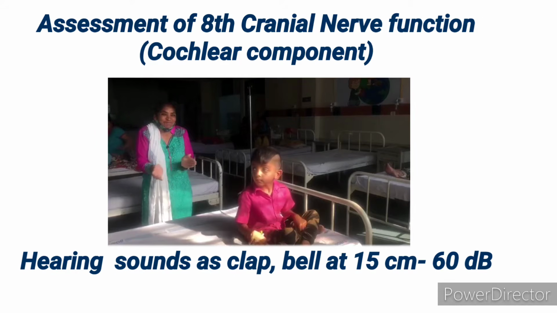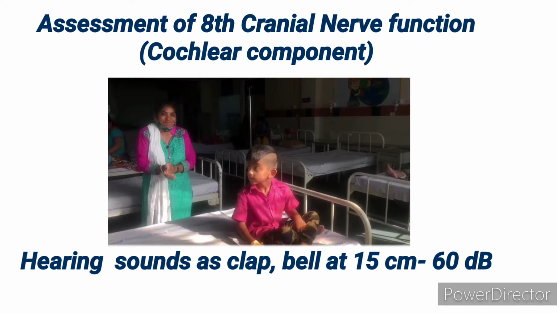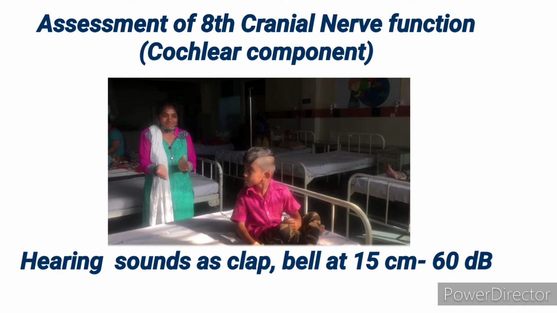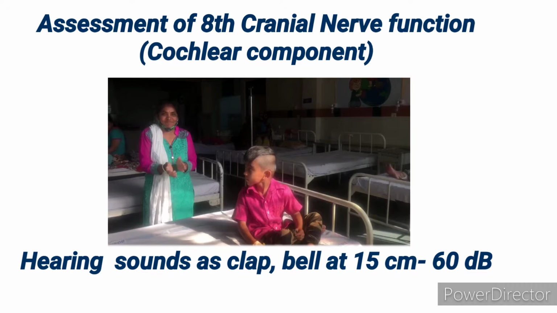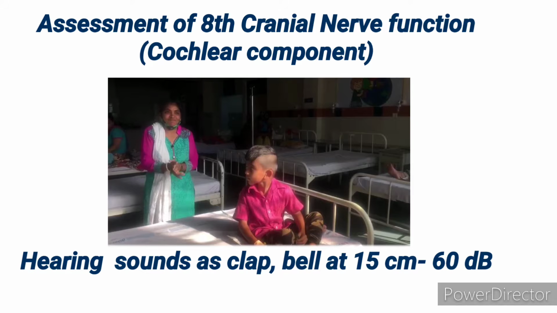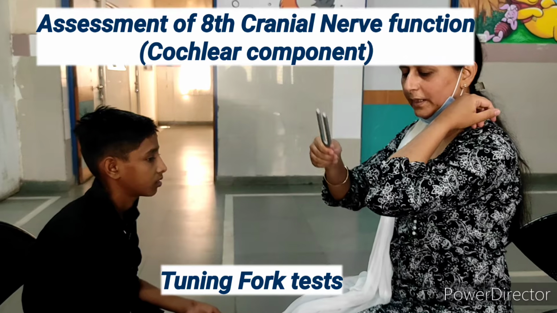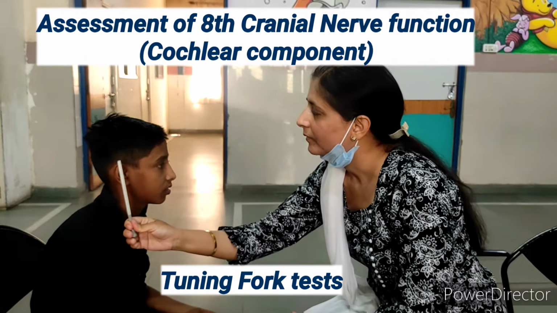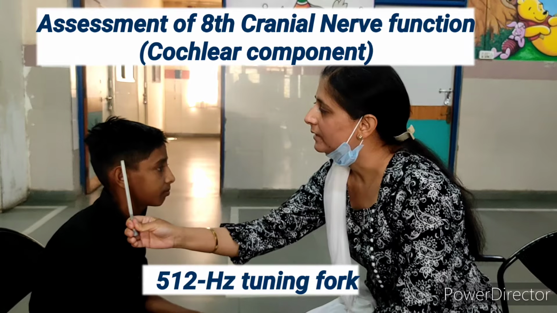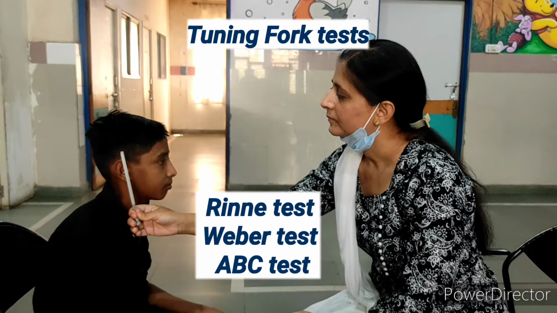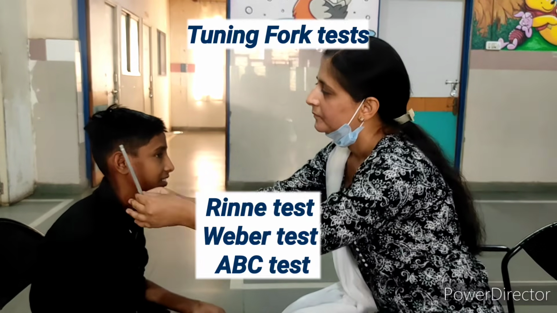At a distance of 15 cm, some conventional sounds should be produced. For example, we can clap, or we can say the name of the child, or we can play music, or we can ring the bell. If the child is turning the face toward the sound, that means the child has 50 to 60 decibel hearing. If the child has hearing loss, then we have to perform the tuning fork test, and for these tests we use the 512 Hz tuning fork. In this we perform Rinne's test, Weber test and absolute bone conduction test.